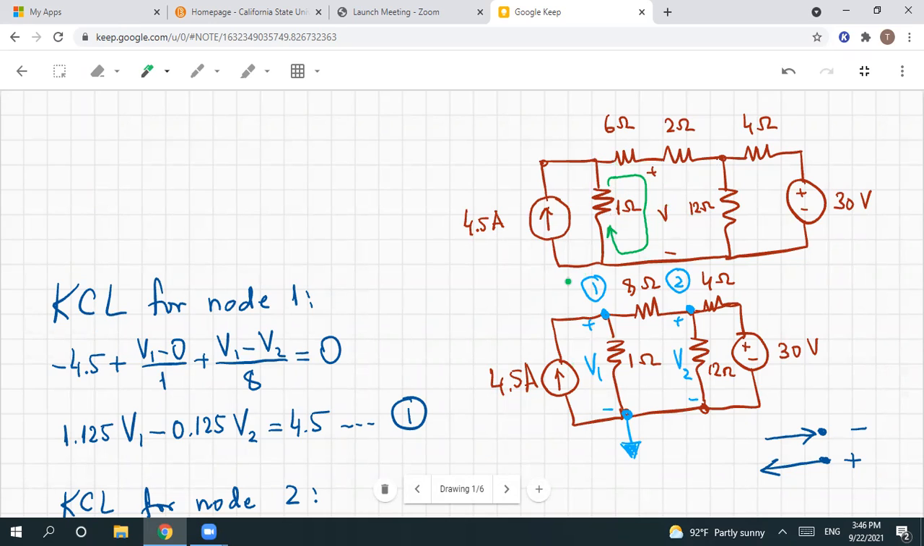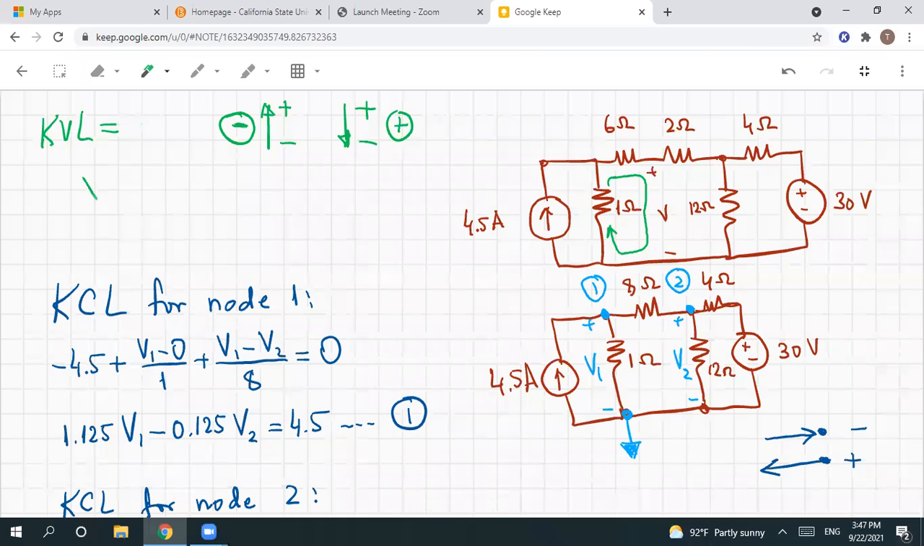If I want to write KVL for the green loop, then for KVL, if you go in the direction of voltage drop, you have a positive sign. If you go in the direction of voltage rise, you will have a negative sign. This is what we agreed upon. So I will start with the unknown. V is unknown, and in this loop, I'm going in the direction of voltage drop, so it will be positive. So I will write V.